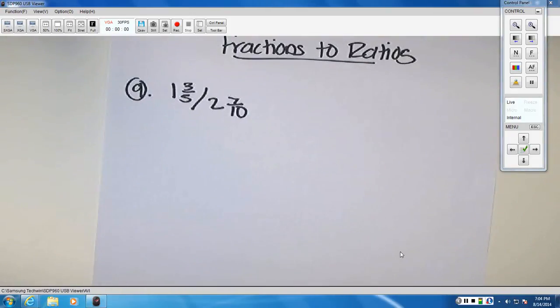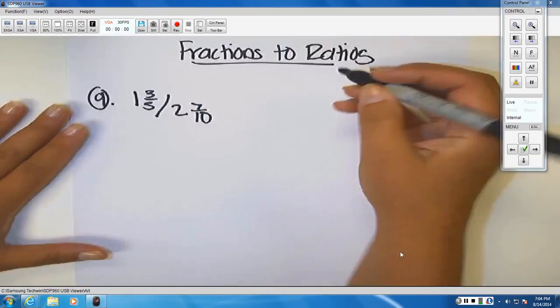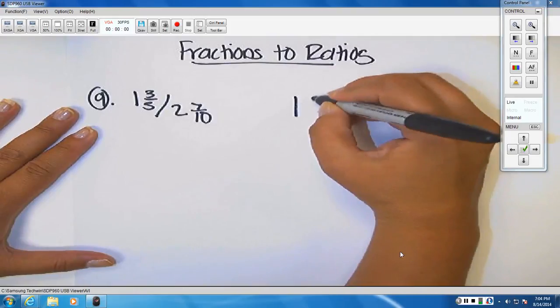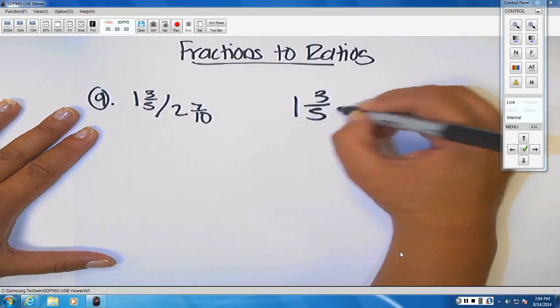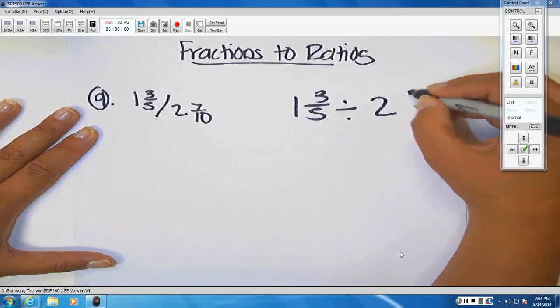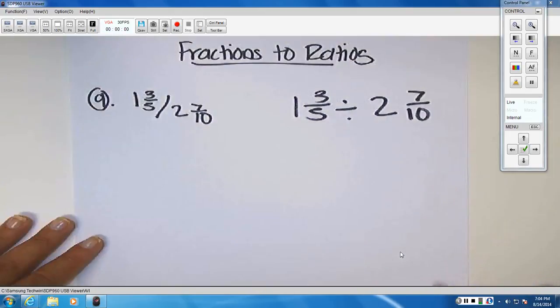This time we'll do number 9. Number 9 is 1 3/5 divided by 2 7/10. So again, I'm going to rewrite this because I don't like how that is. Essentially what I'm doing is 1 3/5 divided by 2 7/10. You don't have to do this step, I'm just showing it to you.